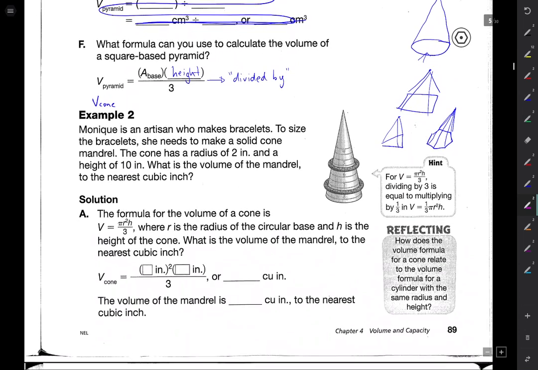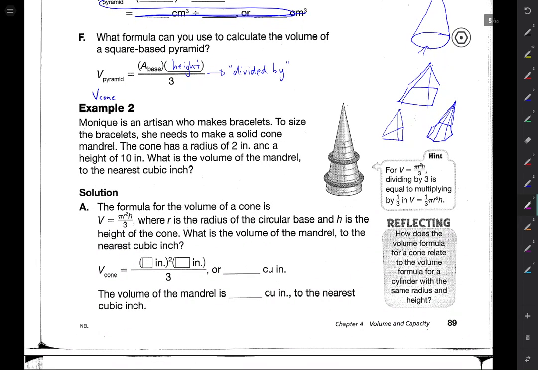So let's look at example 2. Monique is an artisan who makes bracelets. To size the bracelet, she needs to make a solid cone mandrel. The cone has a radius of 2 inches and a height of 10 inches. What is the volume of the mandrel to the nearest cubic inch?